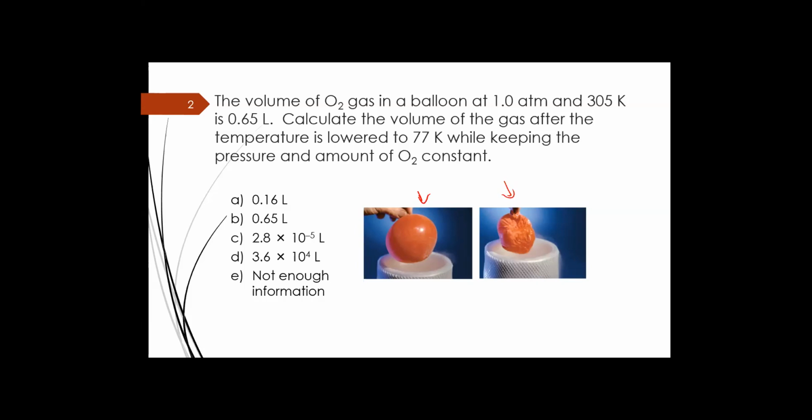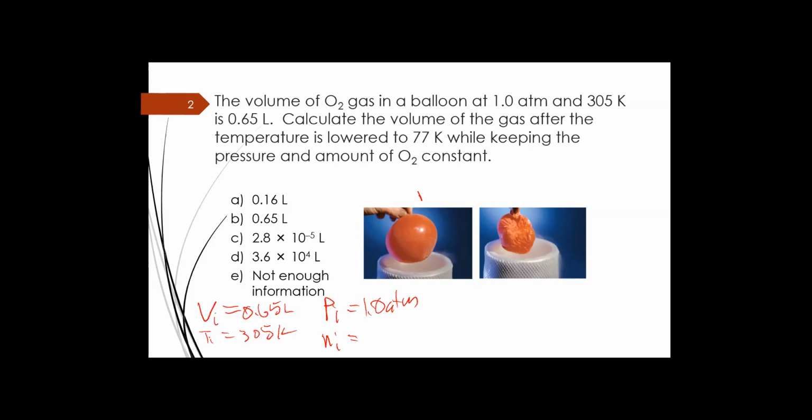Now, when I get a problem that looks like this, what I want to do is start by first breaking out my information that's inside. And so I have a couple of different things that I want to start writing down. One is that I know that the volume of my oxygen gas is 0.65 liters. That's going to become my initial condition. My temperature in my initial one is 305 Kelvin, and my pressure at my initial one is 1.0 atmosphere. Now, I don't know my initial number of moles. That's kind of up in the air.